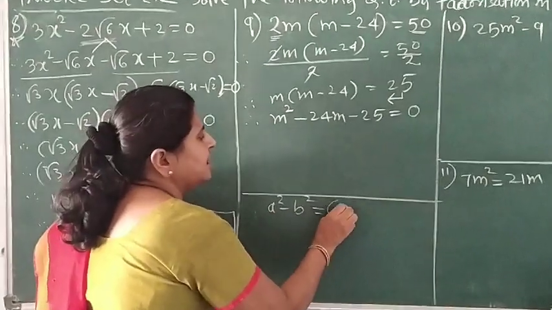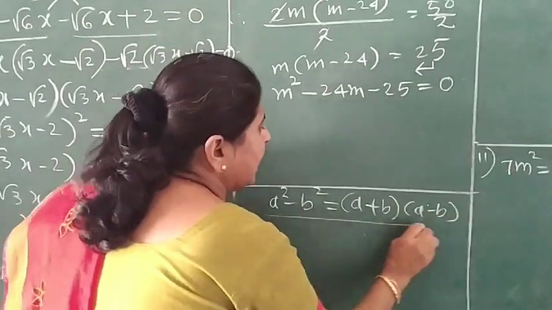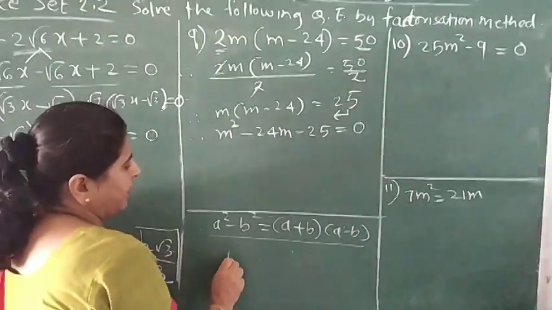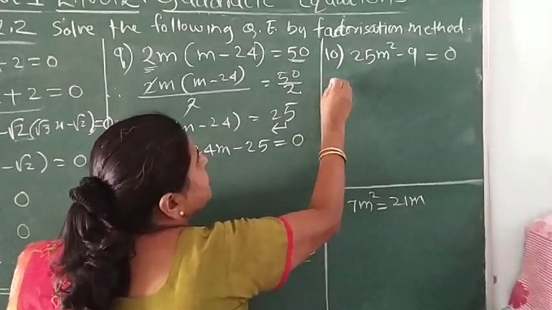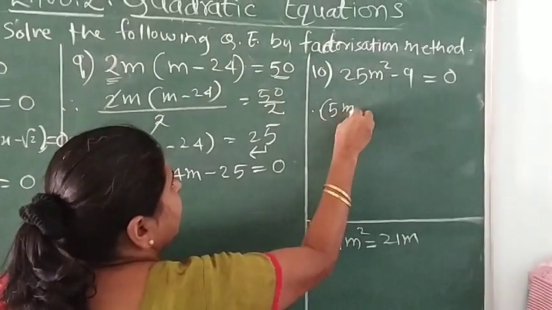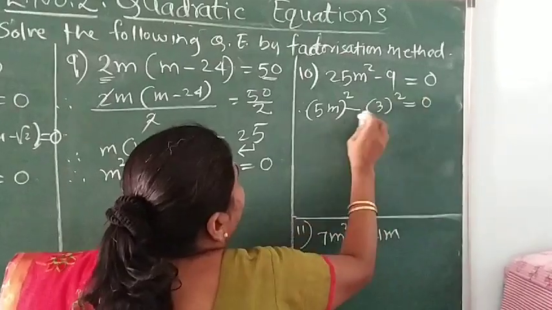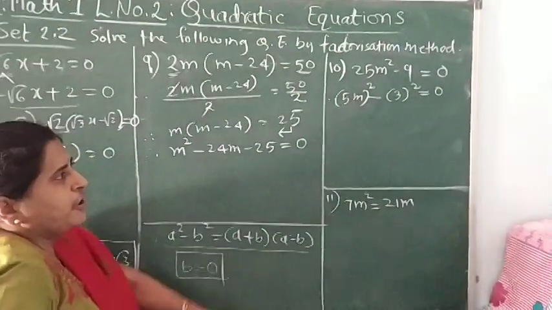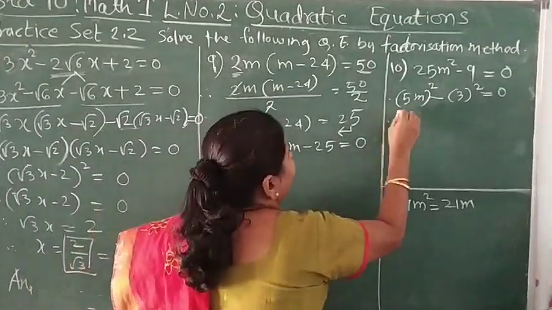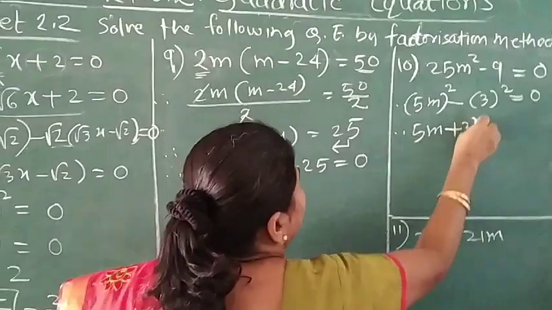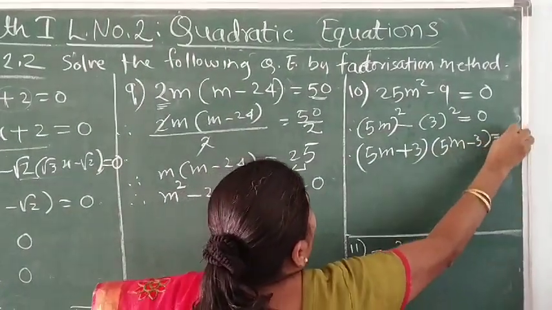What are the factors of this? Its factors are a plus b into a minus b. We will use this identity for such kind of sum where the value of b is equal to 0. So this first term 25m square is the square of what? It is the square of 5m, and 9 is the square of 3. So this is a subtraction of two perfect squares. Comparing this formula with this bracket, we can write 5m plus 3 as one factor, and another factor is 5m minus 3, equal to 0.